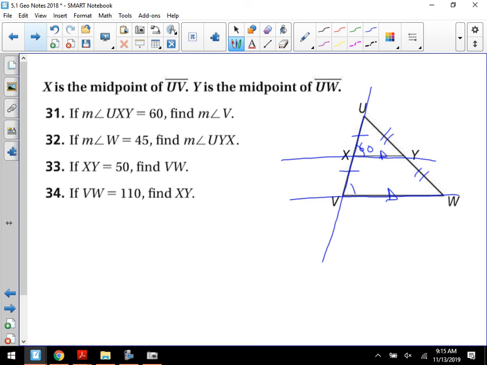All right. Same idea. If that angle is 60, this will have to be 60. And then they say W is 45. Well, if that's 45, what does the angle up here have to be? 45. Very good. Does that make sense, guys? Yes, sir.